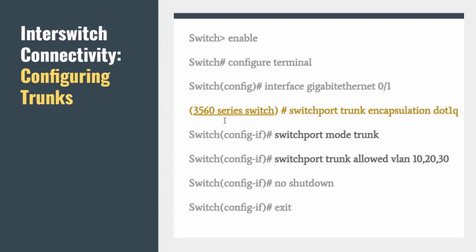So if you don't have a 3560 series switch, you would just use switchport mode trunk, assign it as a trunk, and then switchport trunk allowed, and then list the VLANs that you want to be allowed across your trunk. And you can specify which VLANs are allowed. So typically you go into the interface, turn it into a trunk, and then set the allowed VLANs.